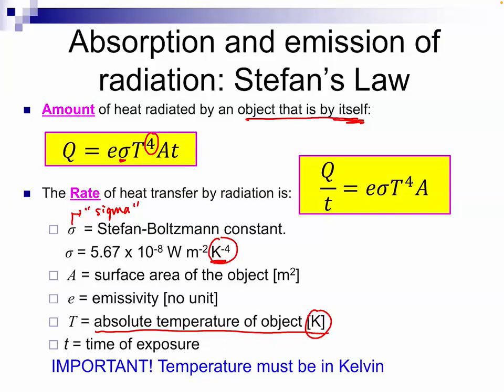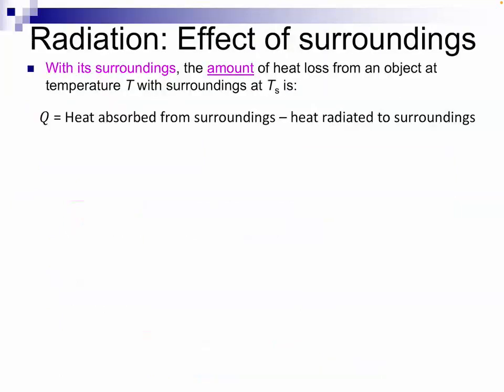Right. So in reality, we don't really exist in isolation. As I mentioned earlier, I'm emitting radiation at the same time. You are emitting radiation and I'm absorbing the radiation you're emitting. So if we consider the surroundings of the object, then the amount of heat loss will also depend on how much our surroundings emit radiation, right?